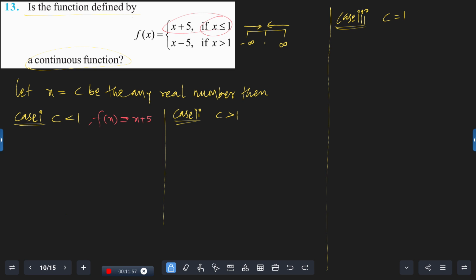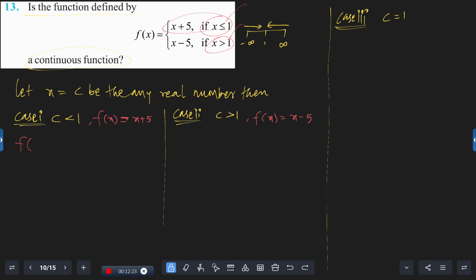When C greater than 1, C means x only C. X minus 5. F of x is equal to X minus 5. But C equal to 1 in the sense, we have both the functions. Both the functions means left hand limit, right hand limit, you have to go. But first case and second case, it's not like that. Directly you can substitute in the function value and limit value.